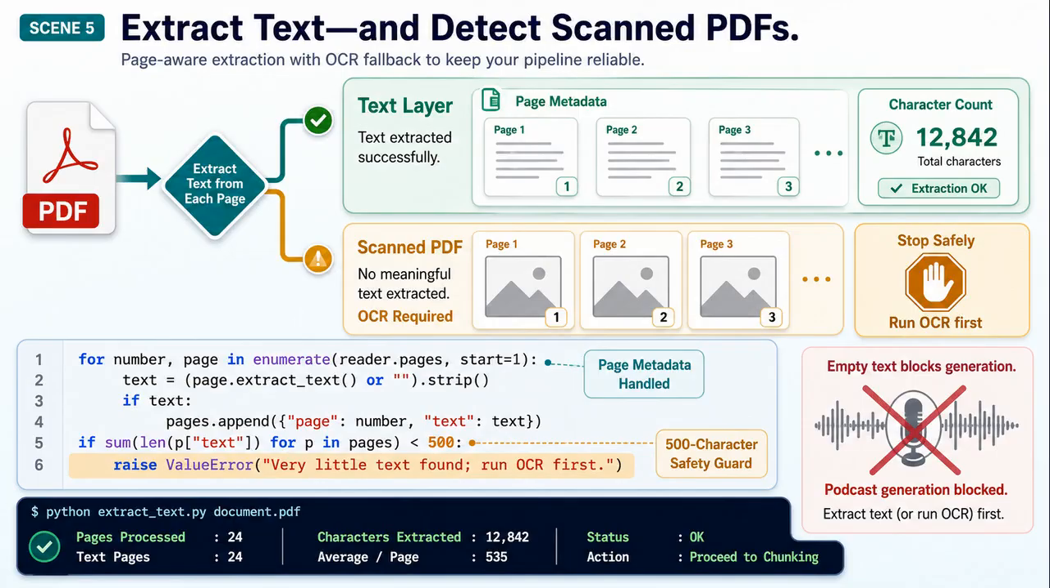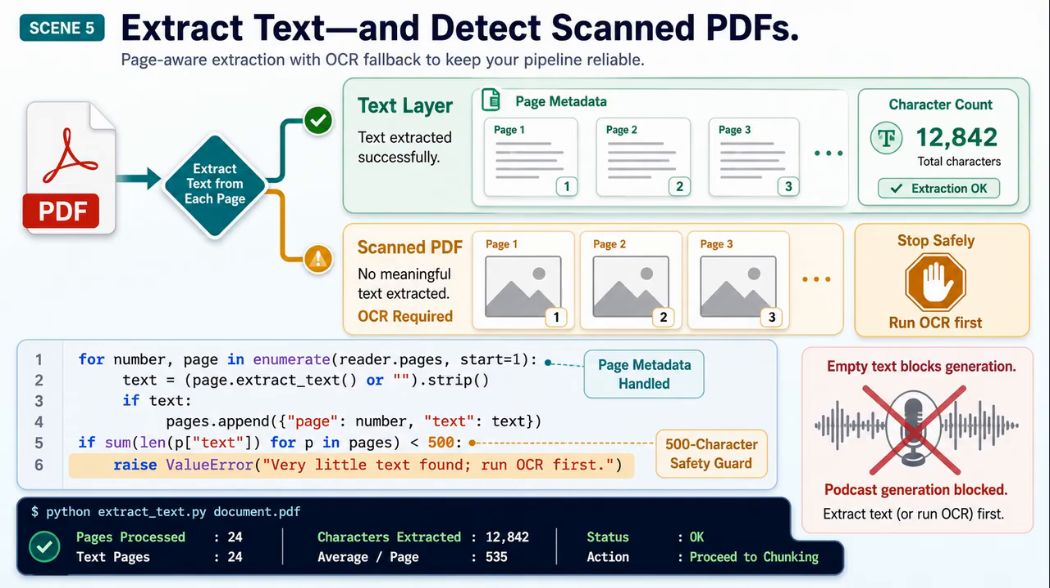pypdf can extract text from PDFs that contain a real text layer. We process pages separately and keep the page number beside every block of text. Page metadata later allows the insight extractor to cite where each claim came from. Empty pages are skipped, but a nearly empty document triggers a clear error instead of producing a hallucinated podcast.